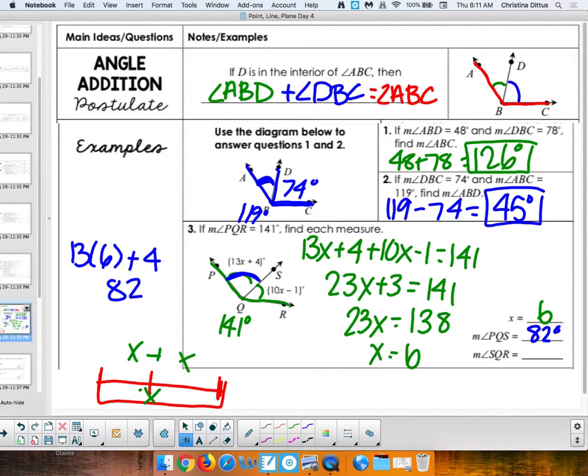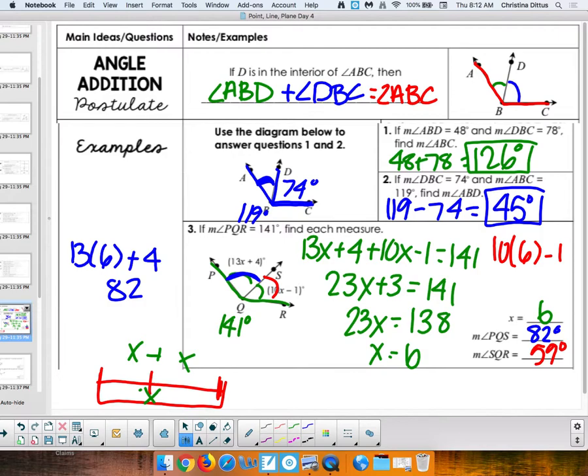Then I need to find SQR. SQR, this angle right here, how do I do it? Plug it in. 10 times 6 minus 1 gives me 59. 59 degrees. How can I check to make sure that that is right?